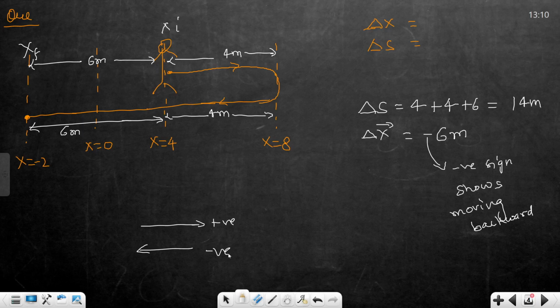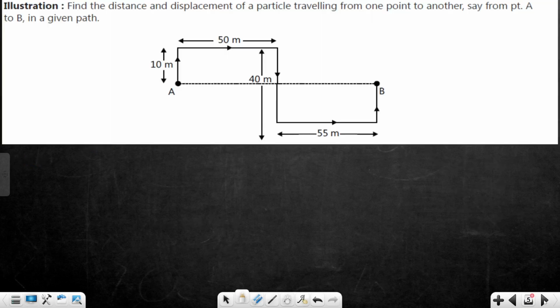Yes, sir. Any doubt in this question? Sure. Next. This question. बताओ. Solve this question. चलो.